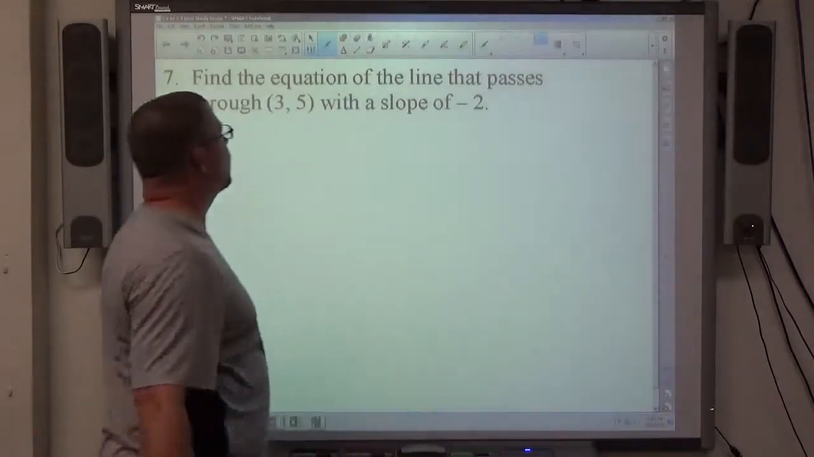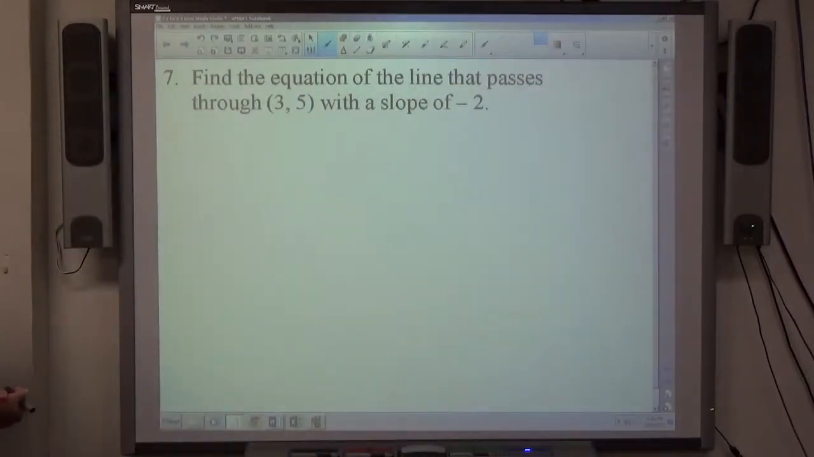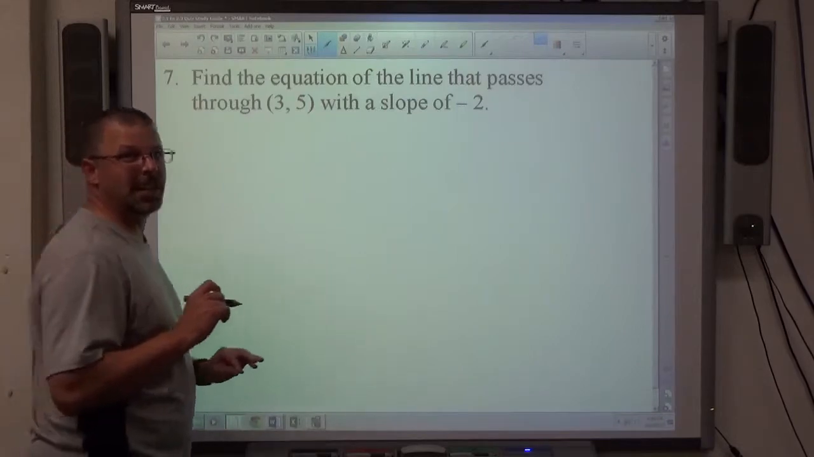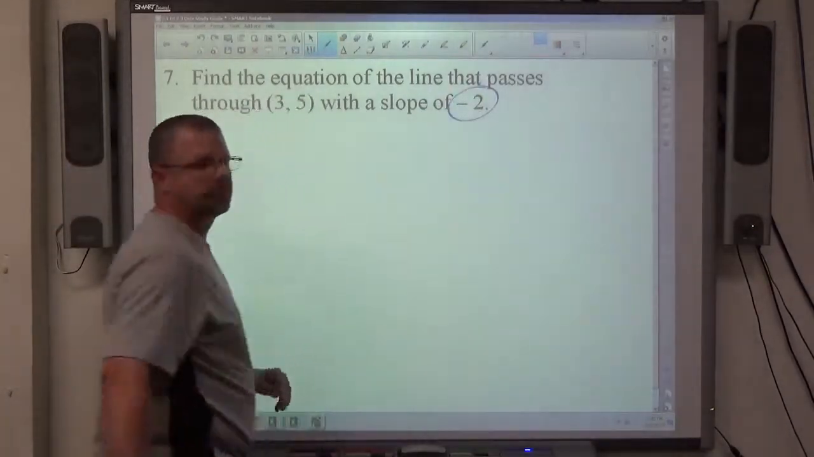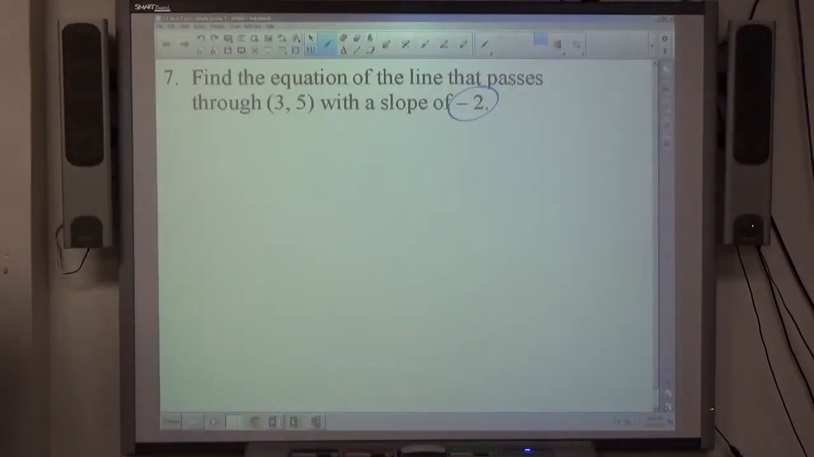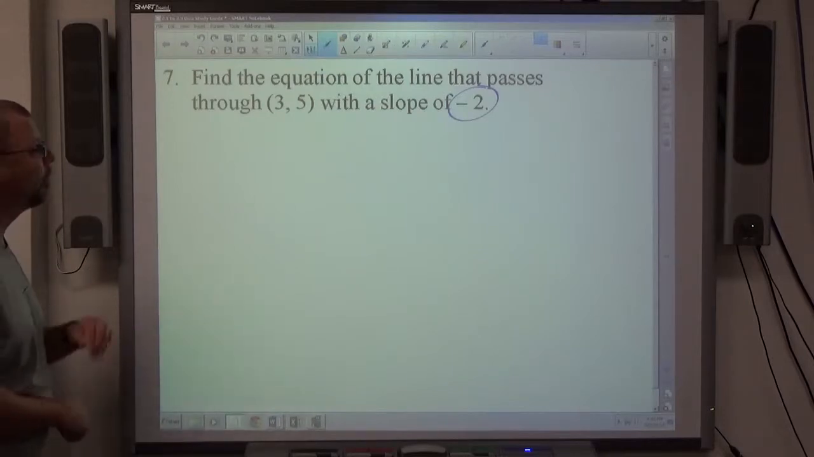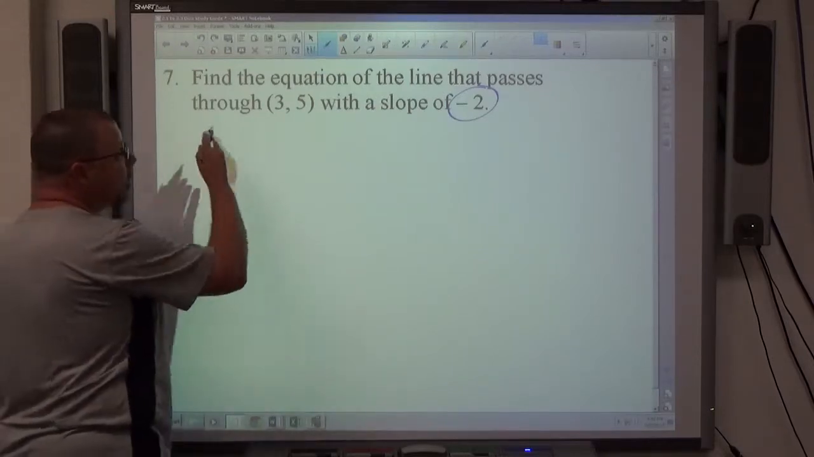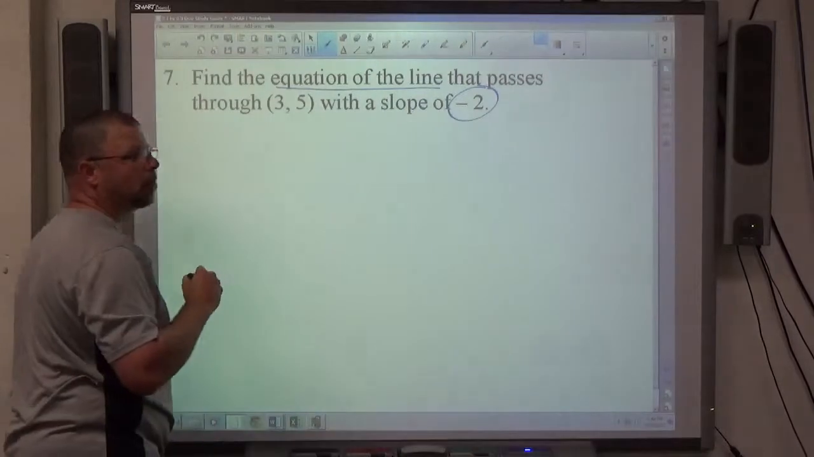Number 7. Find the equation of the line that passes through (3, 5) with a slope of negative 2. The only way I might make this different is this might be a fraction instead of an integer. You guys are in Trig, so deal with fractions if they show up. Equation of a line is what it has been since Algebra 1.